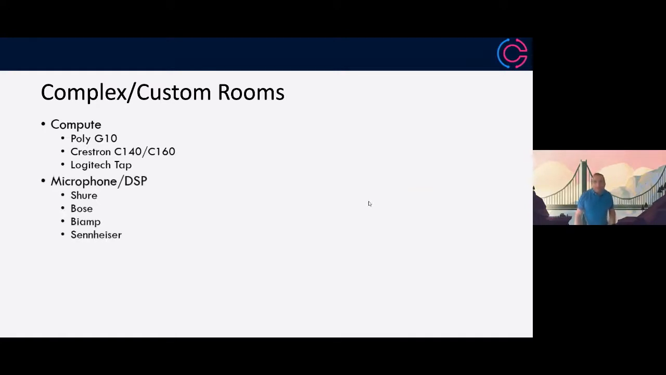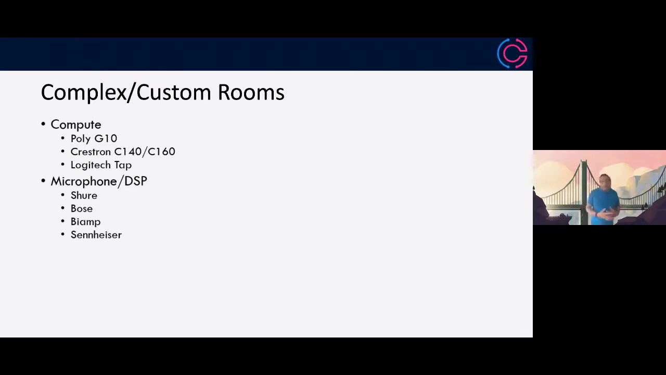And how do we make up these complex or custom rooms? Well, again, a couple of options. Poly have their G10, which is their base package, which includes the touch controller and the compute. And then obviously you can build around camera solutions to that. Then we have the Crestron series that can do, again, single or dual screen. And of course, you can have a look at the Logitech Tap as well.